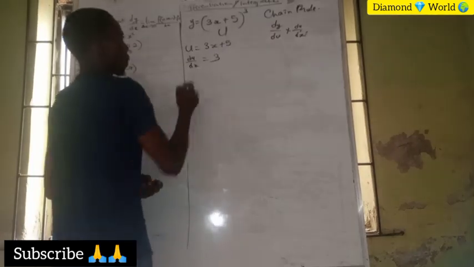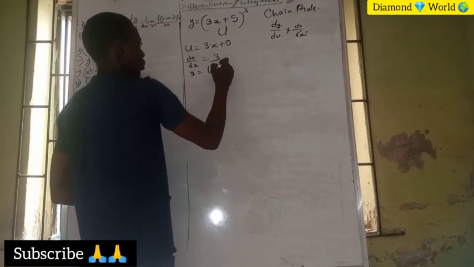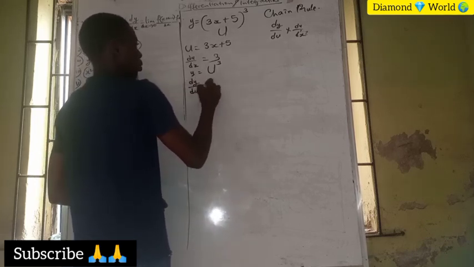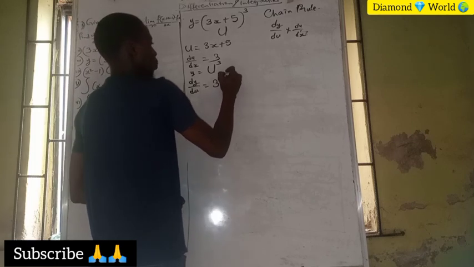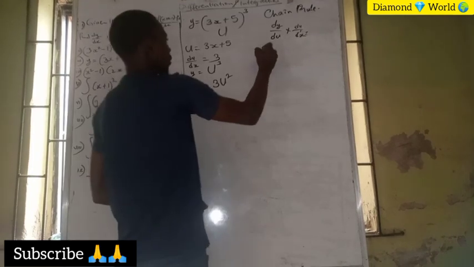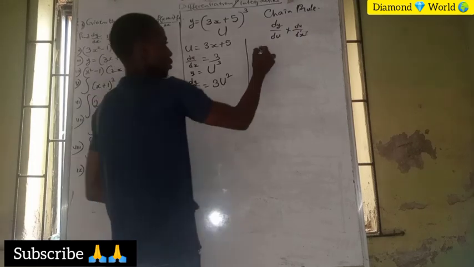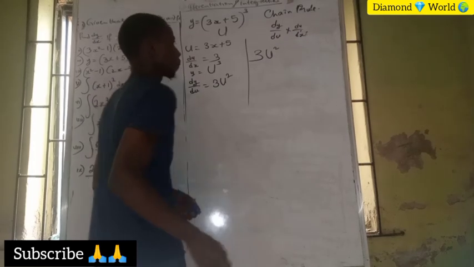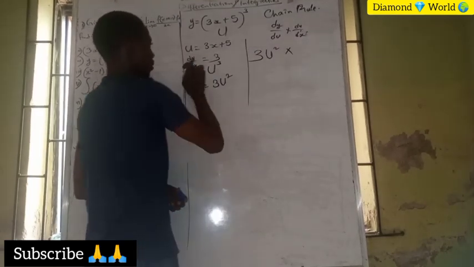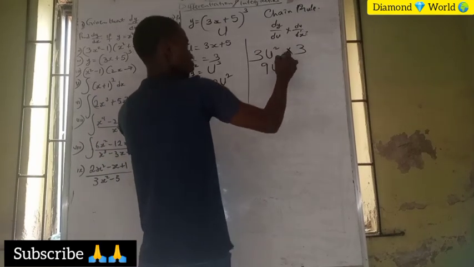So my y equals u raised to power 3. My dy/du equals 3u raised to power 2. Then I'll go to my formula. I will be having dy/dx equals 3u squared times du/dx. My du/dx is 3. This times this will just be 9u squared.